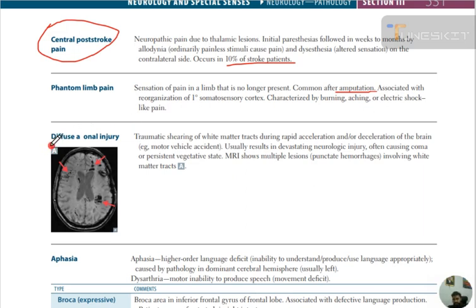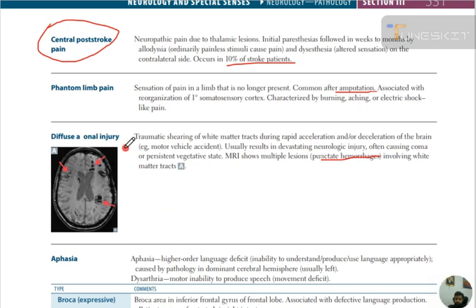Diffuse axonal injury, traumatic shearing of white matter tracts during the rapid acceleration or deceleration of the brain, e.g., motor vehicle accident. Usually results in devastating neurologic injury, often causing coma or persistent vegetative state. MRI shows multiple lesions, punctate hemorrhages involving white matter tracts.